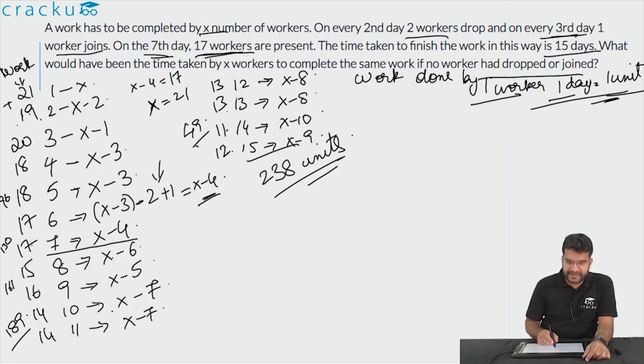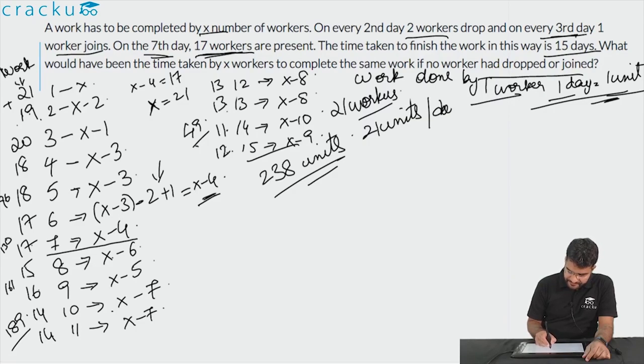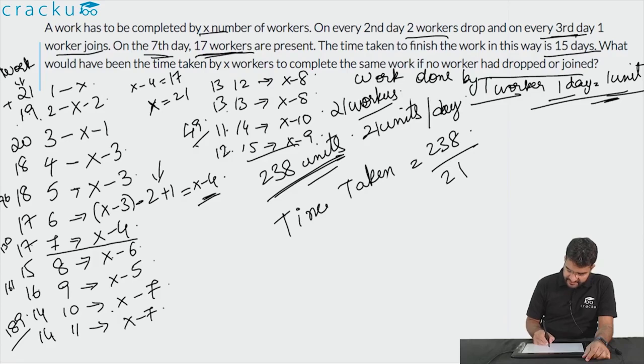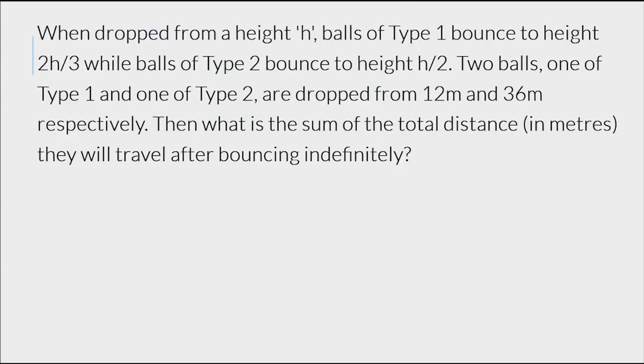Now if none of the workers left, there would have been 21 workers on each of these days. On all the days there would have been 21 workers, and they would be doing 21 units of work per day. And the total work that needs to be done is 238 units. So the time that it would have taken them would be 238 by 21. This will come to roughly 11.3 days. This is the answer.